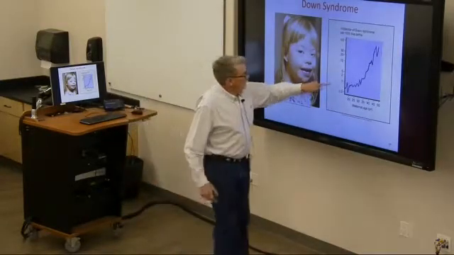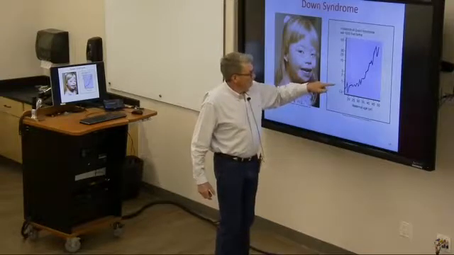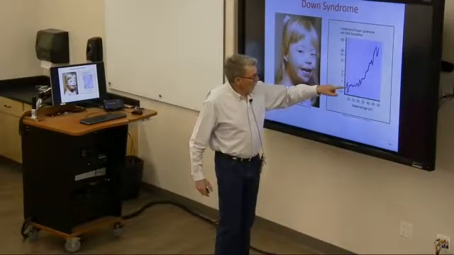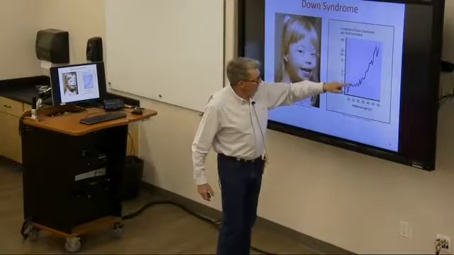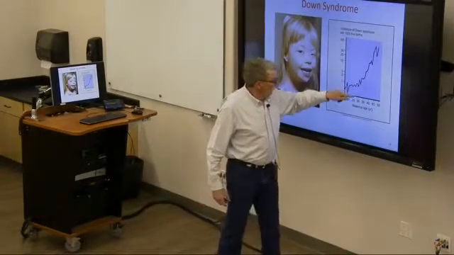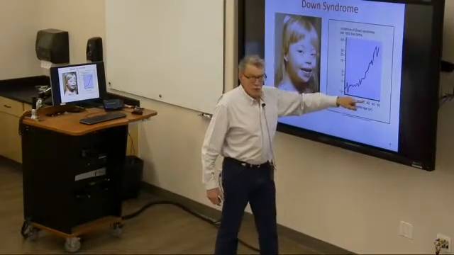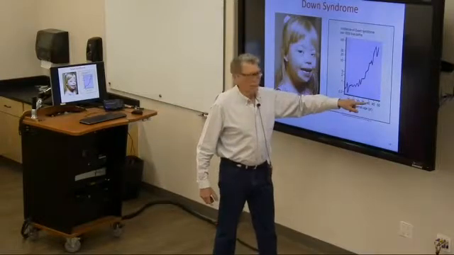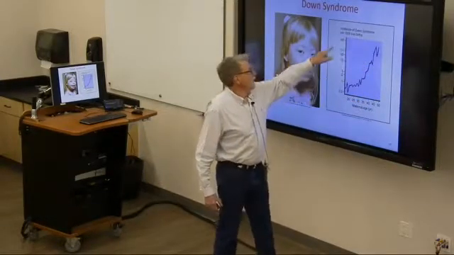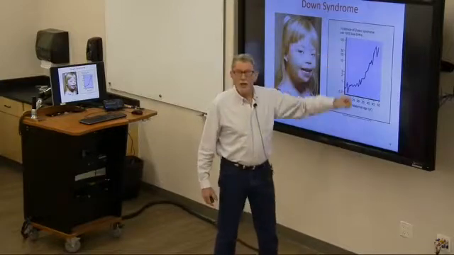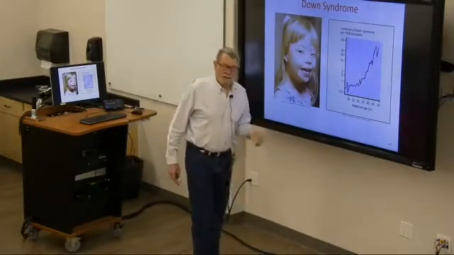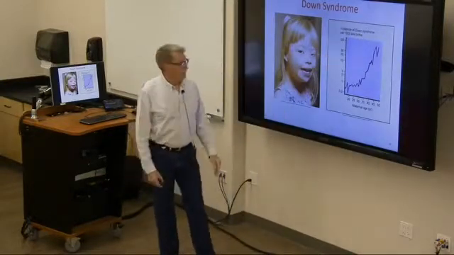You can see 1 in 1,000 if you're young, all the way up to about age 35, it doesn't change that much. But people over 35 trying to have kids, women in their 40s trying to have kids, it can be 100 times more likely to have this genetic defect.